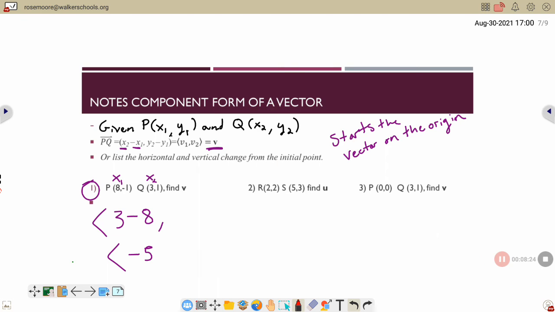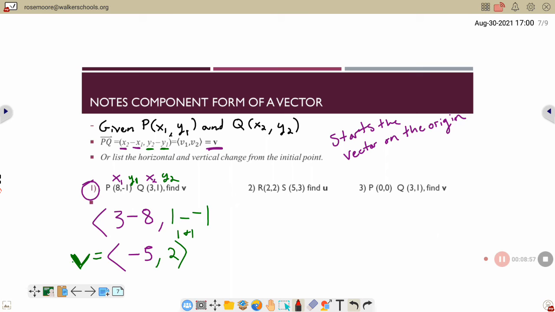Then I'm going to deal with my Y's, and again, it has to be the second one minus the first one. Second Y minus first Y, so that will be 1 minus -1. And I know everyone loves the minus. 1 minus -1 is really 1 plus 1, which is 2. So my bold V, the answer of the component form, is -5, 2.